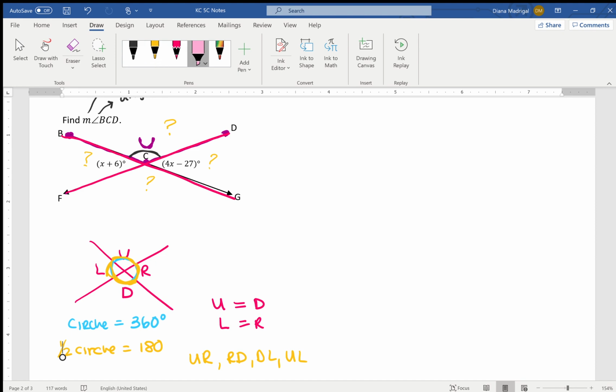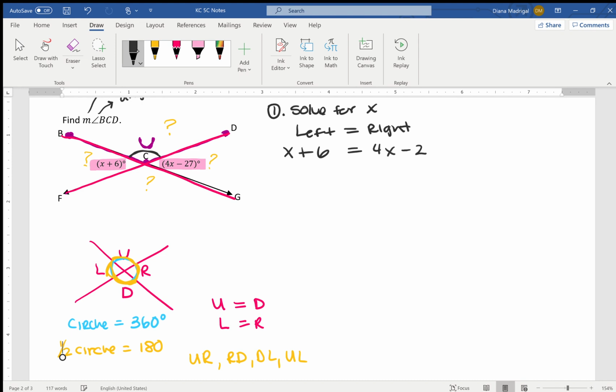Well, they gave me equations for the left side and the right side. They said that the left is x plus 6 and the right is 4x minus 27. Okay, so first step is to solve for x. Okay, look at what they gave you. Set it equal to each other because they are going to equal to each other. The left side equals the right side. The left is x plus 6. The right is 4x minus 27. And voila, we have our equation. We need to solve for it.